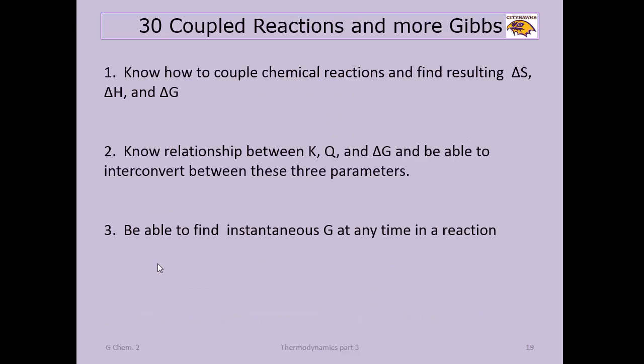So with this video, we close up our section on thermodynamics, and I hope this has helped you understand how to couple reactions and how to find Gibbs free energy at any time in a reaction, and also reminded you about adding reactions and how it's going to affect the consequent calculation of these thermodynamic parameters.